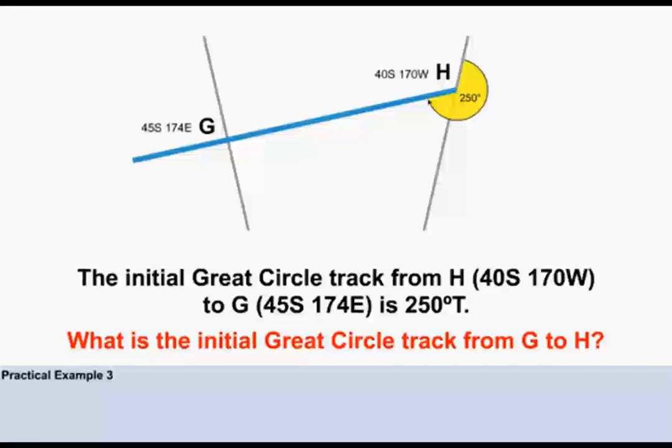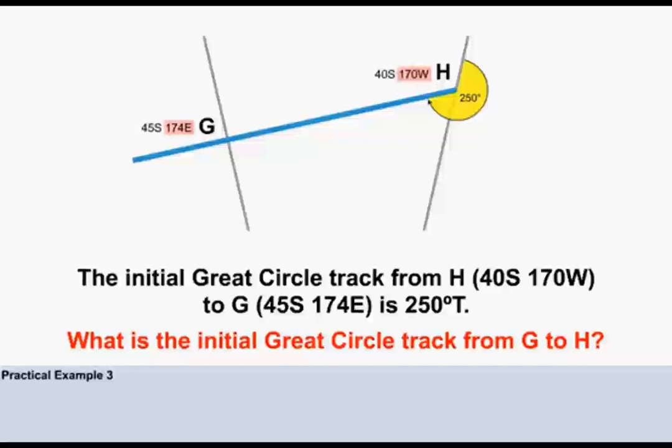H is at 40 south. G is at 45 south. Does this look right on the diagram? Yes, it does. The diagram shows G to the south of H.